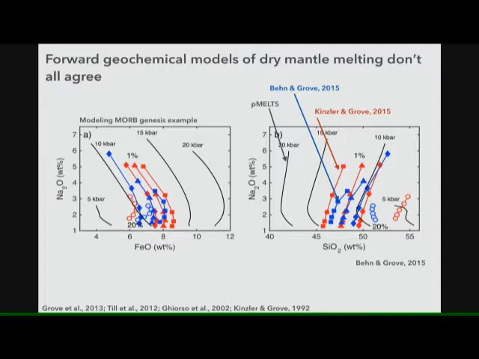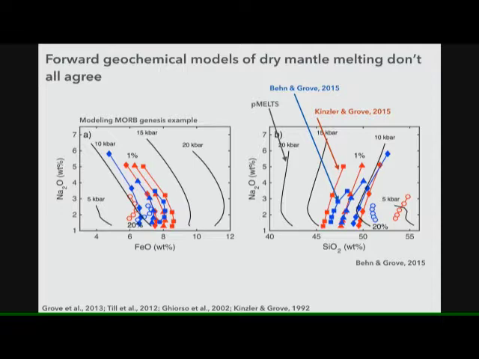So here is an example. Kinsler and Grove, that should say Kinsler and Grove 1992, not 2015, is a melting model that was based on experiments that came out in the early 90s for mid-ocean ridge magmagenesis, and that's showing you the melt compositions here in the red lines. And then P-melts is another popular model for looking at mantle melting compositions that you can use as a forward model. And the curves that it predicts are shown here in black for composition as a function of pressure. And then Bain and Grove is comparing its models to both of these here.